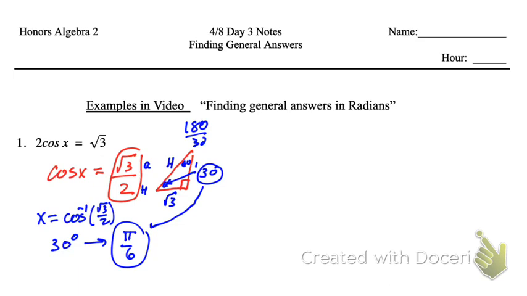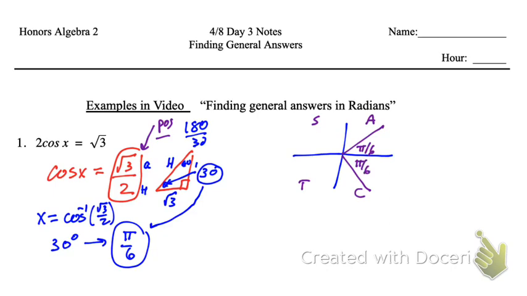Then we say this is a positive number. Square root of 3 over 2 is positive. Where can the cosine be positive? All students take calculus. Well, that's the first quadrant and the fourth quadrant. So we put a pi over 6 reference angle in both of those quadrants. And we get answers of pi over 6 in the first, and this would be 12 over 6 minus 1/6, which is 11 pi over 6.